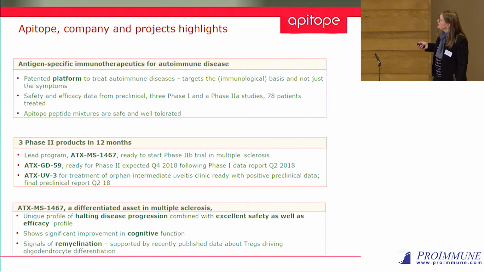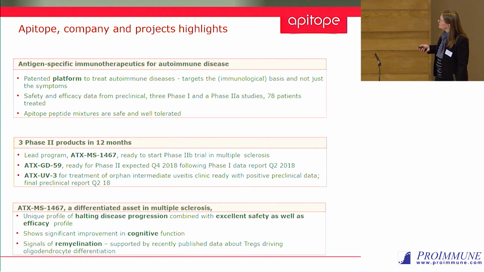So our prospect now is that within 12 months we can have 3 phase 2 products, going further to the phase 2b in multiple sclerosis with the MS compound. And with the GD compound, we are preparing for the phase 2, expecting to start at the end of this year, and the full data set will be available in Q2 this year for the phase 1. But from what we have seen, we plan for the phase 2. And then we are going into orphan intermediate uveitis with a third drug, and that will also probably happen this year.